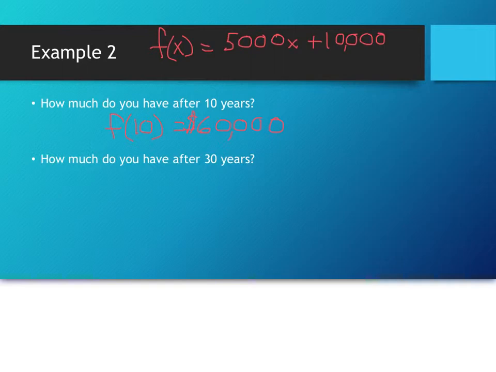Now, after 30 years, again, all you're doing is plugging in 30 into your F of X. Well, that's going to end up to be 160,000. I'm not going to do the calculations on screen, but again, put 5,000 times 30 plus 10,000, you get 160,000.